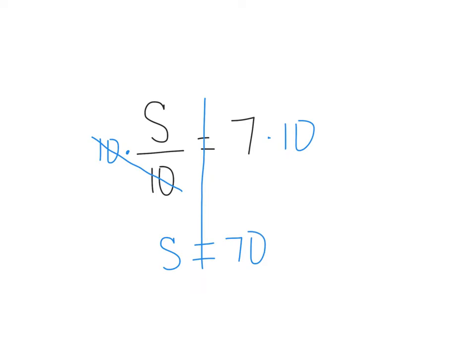You can check by substituting 70 for s. Does 70 divided by 10 equal 7? Yes, it does, so we know we are correct.